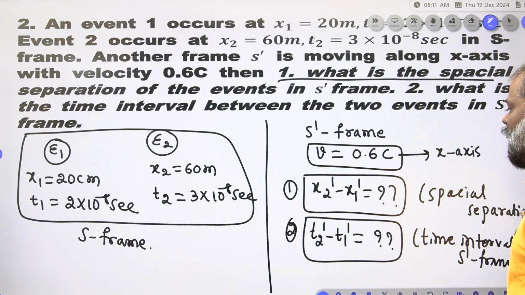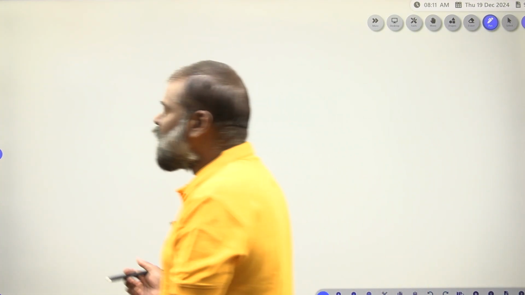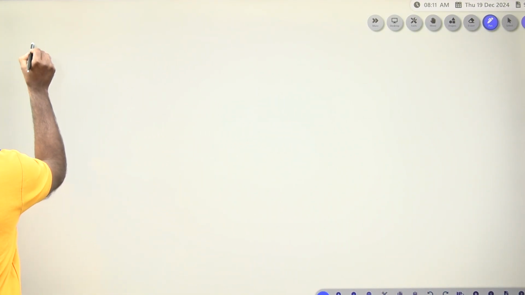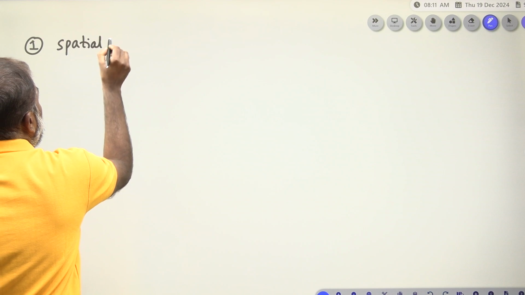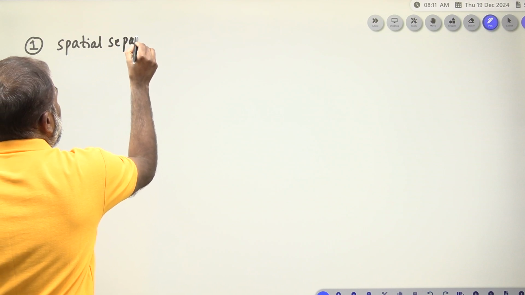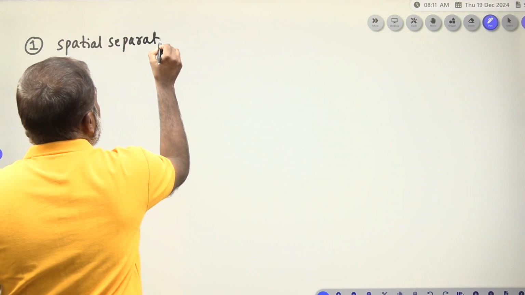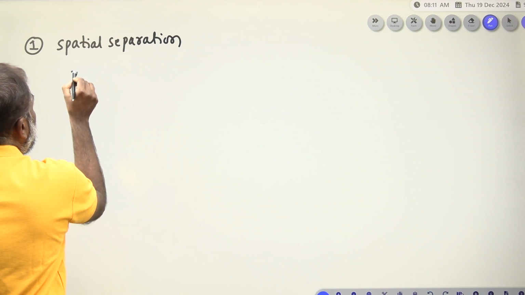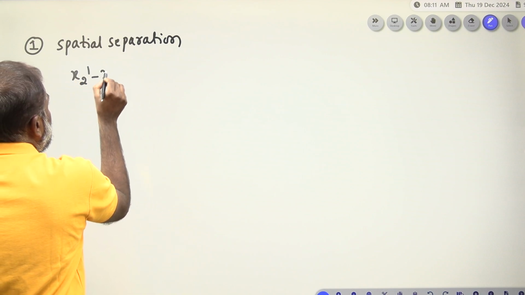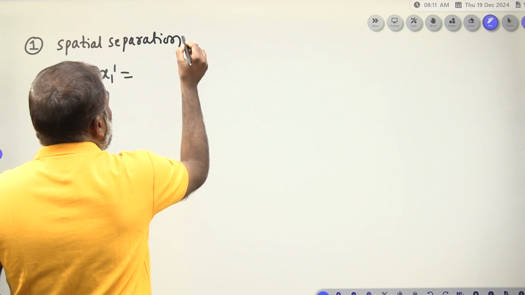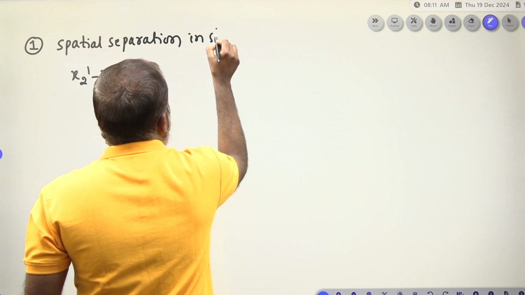How do we calculate? The first one we have to calculate. How do we calculate the first one? What is the spatial separation? The spatial separation x2 dash minus x1 dash is equal to, in S dash frame, correct?